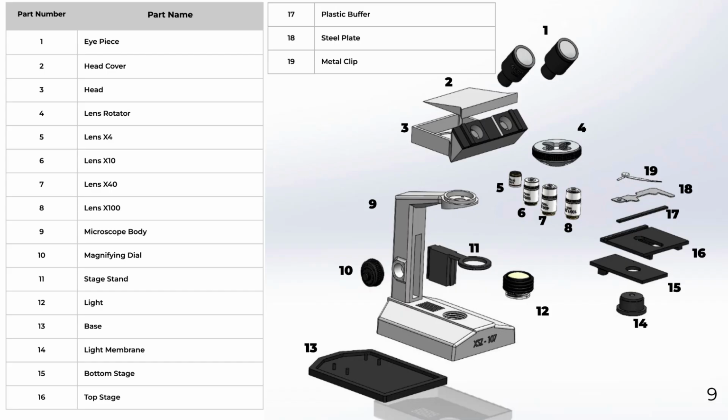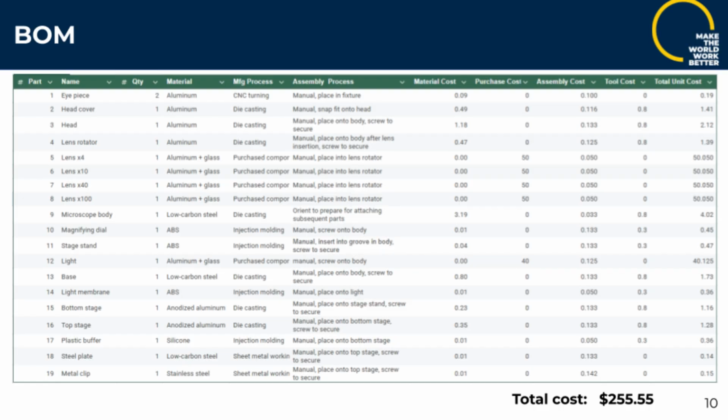This is the exploded CAD view of our product. We have 19 unique parts, not including fasteners, and these parts all align with the numbers in our bill of materials on the next slide. This bill of materials shows the materials, manufacturing processes, assembly processes, and cost estimates for each of the 19 parts. The 4 lenses and the light are assumed to be purchased components.